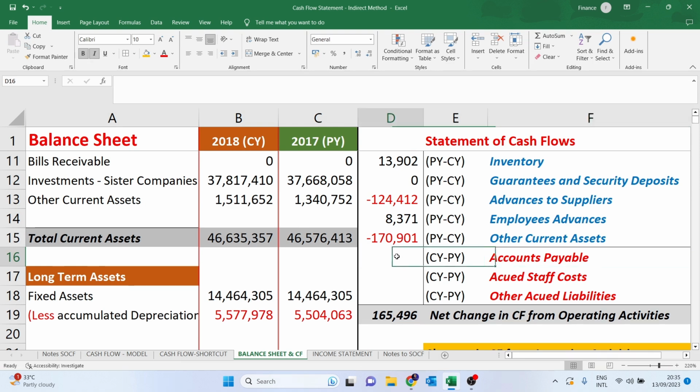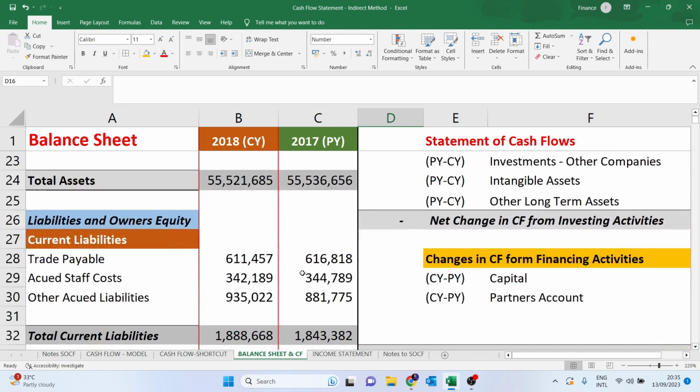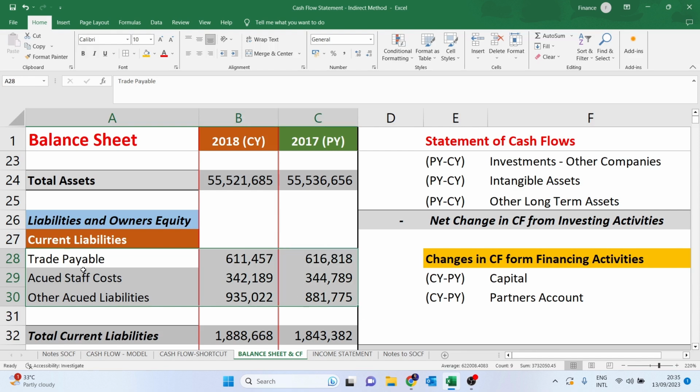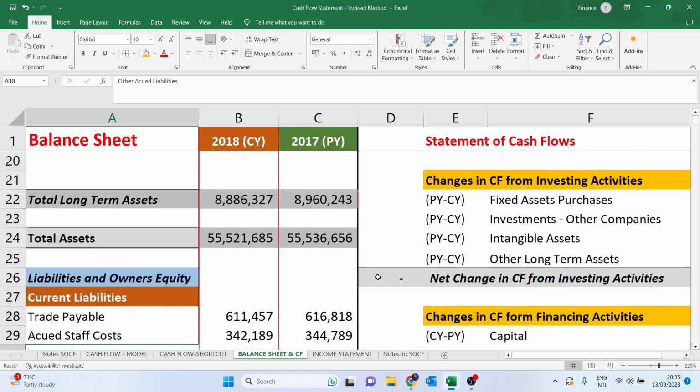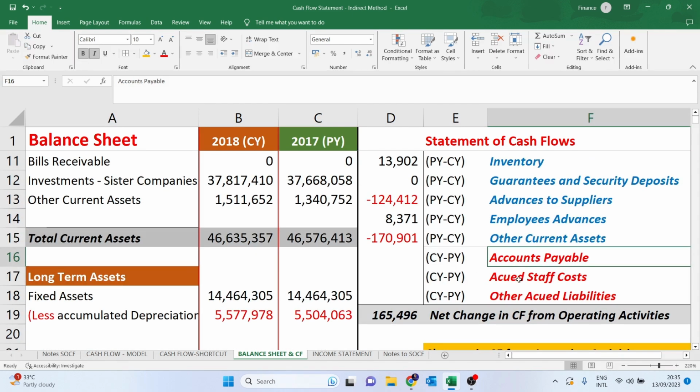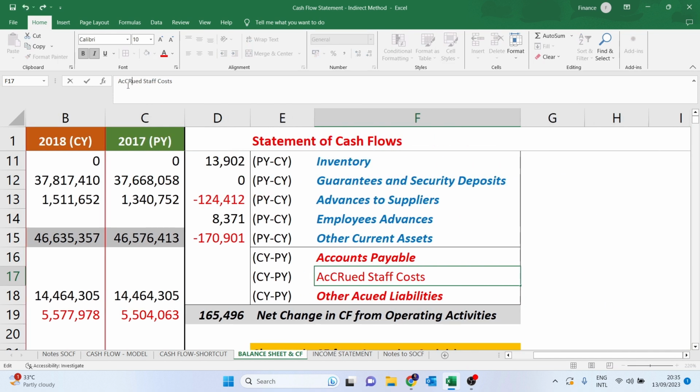Current liabilities, you can see the current liabilities here. Yeah, in the balance sheets, current liabilities. These are the three accounts. Okay, so we'll mention all the three in the cash flow statement also, which I have already written here. Accounts payable, accrued staff cost, yeah, and other accrued liabilities.